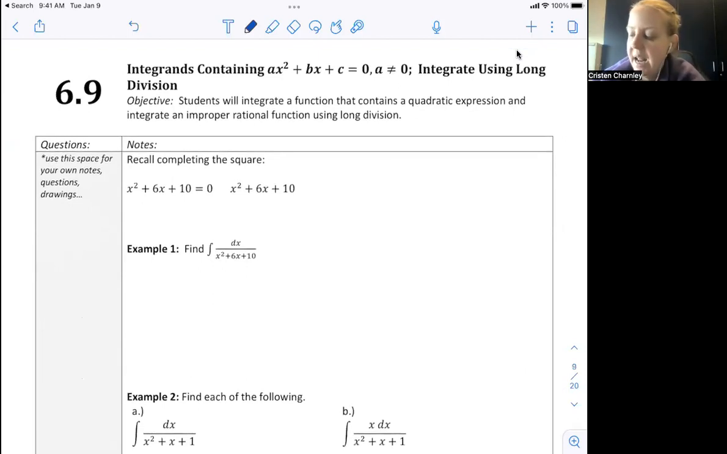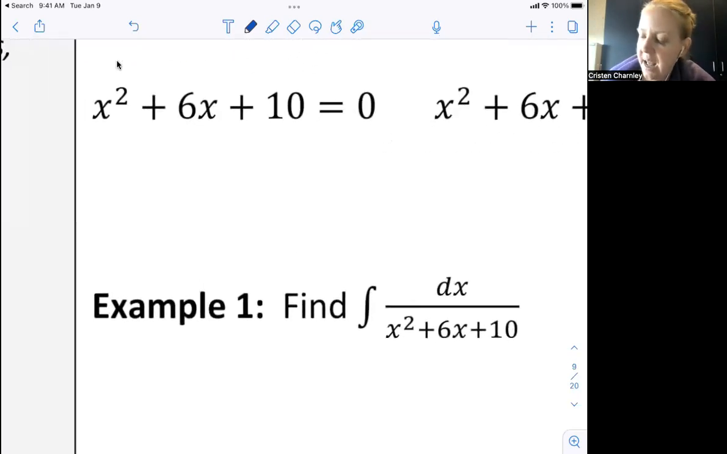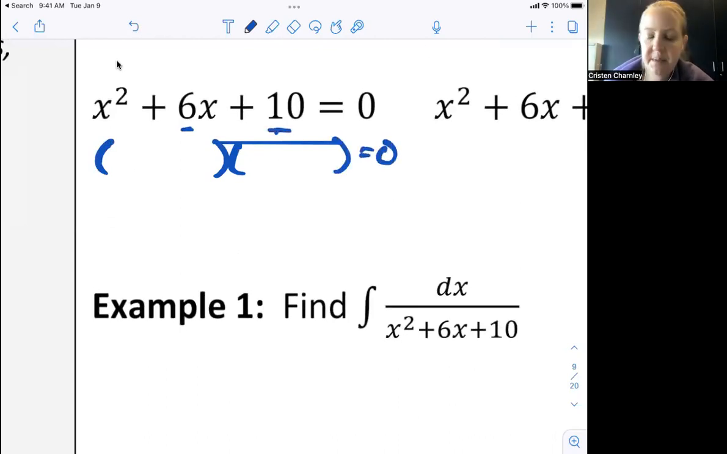Integrands containing ax squared plus bx plus c, which are really quadratic formulas, and integrate using long division. So recall completing the square. We're going way back when, and completing the square is something that we use when we can't factor. So if I have x squared plus 6x plus 10, I know that it doesn't factor nicely into something that multiplies to be 10 but adds to be 6.